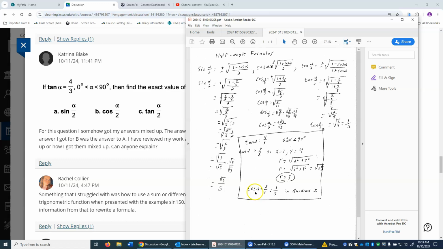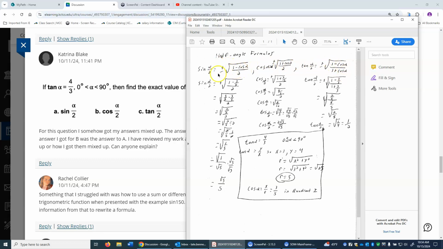So we need the cosine of alpha. Well, one definition of cosine of alpha is x over r. In this case, x is 3 and r is 5. We're in quadrant 1, so we know it's going to be positive. So now we have cosine alpha is 3/5. We can come up here and plug it in at the various locations.